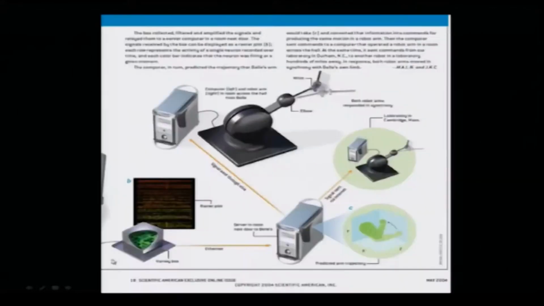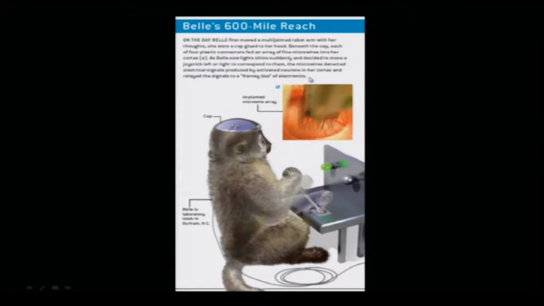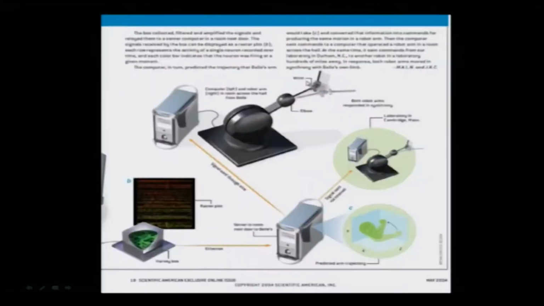Now, I am coming to that Harvey box of electronics. Before I proceed further, please try to read through this Scientific American exclusive online issue of May 2004, which talks about this particular story of Belly. The box collected, filtered and amplified the signals and relayed them to a server computer in a room next door.